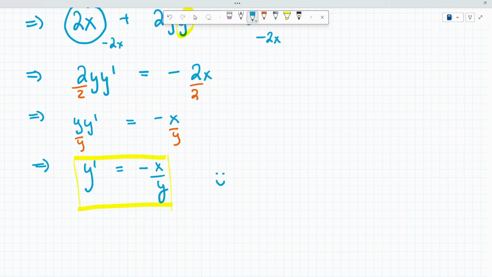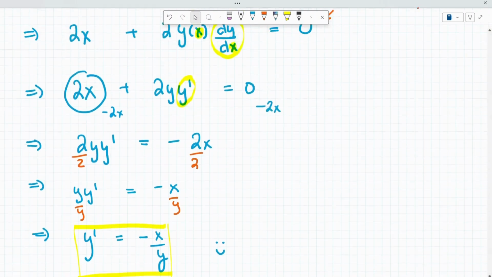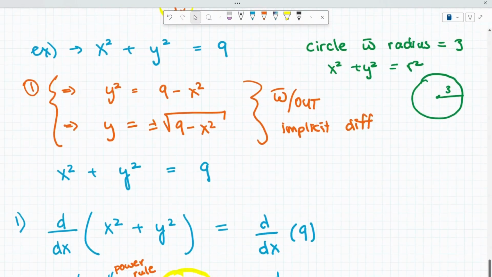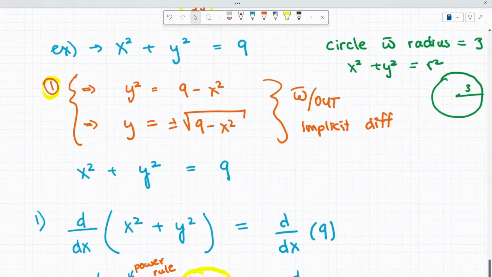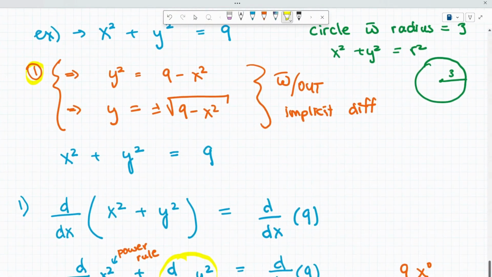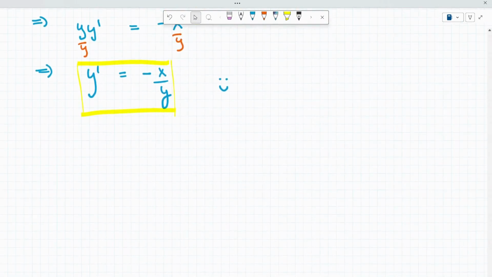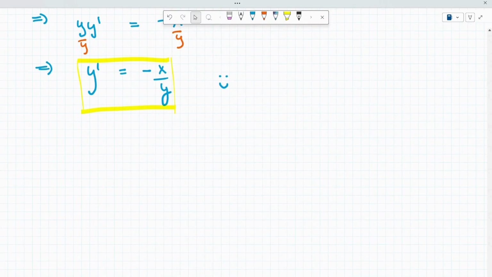What you can do as a homework exercise or practice is go back up to the top and try this version after you've rearranged it once, and see if you get the same answer using regular derivative rules without implicit differentiation. So try now taking the derivative of this and double check your answer to make sure you got the same result as below. Okay, so we're going to finish off with one more example.